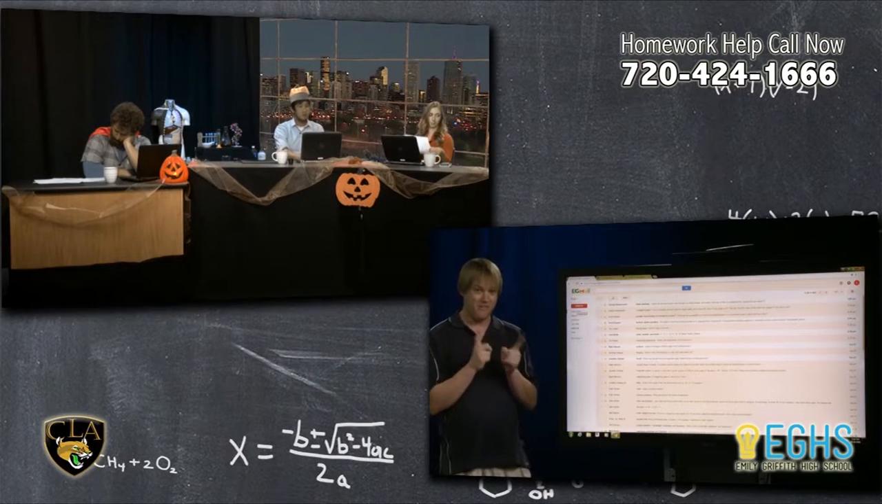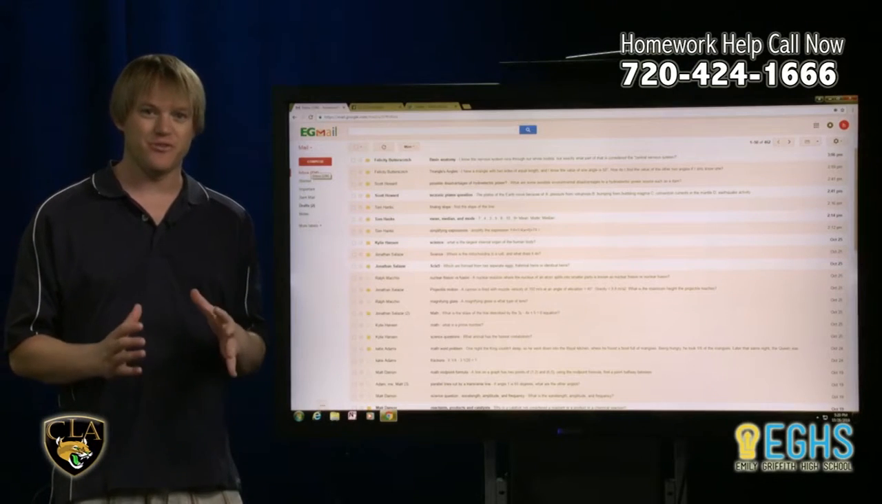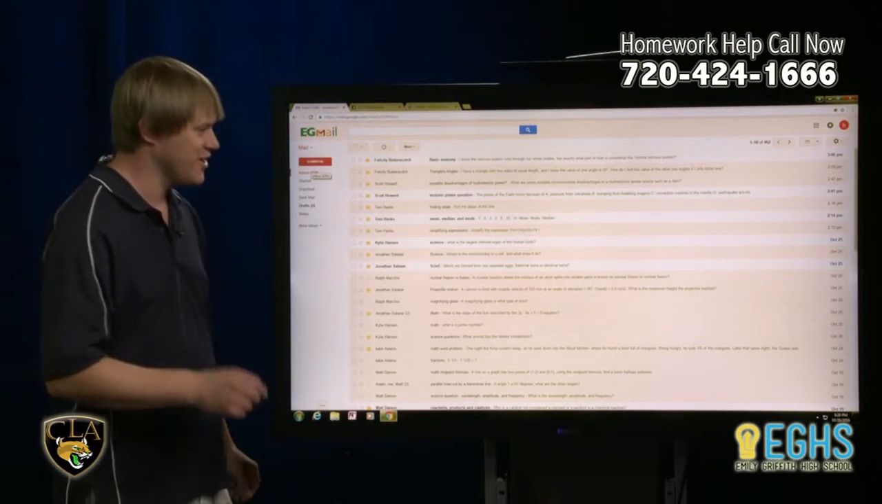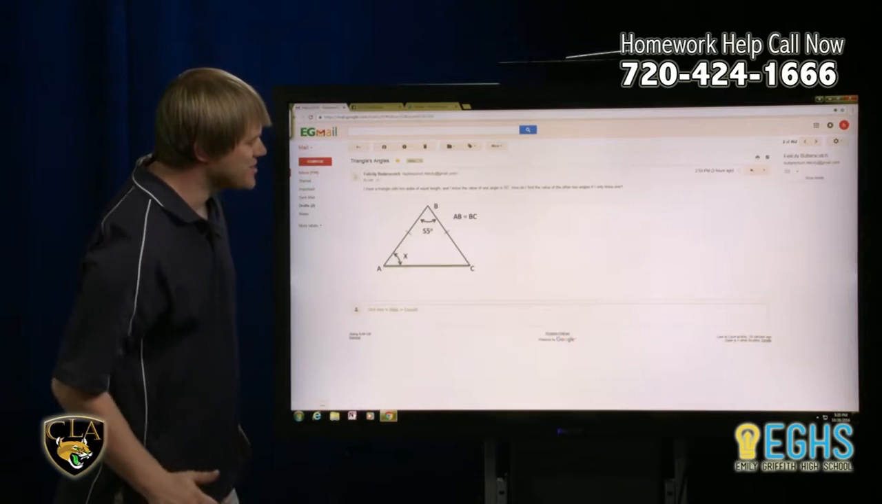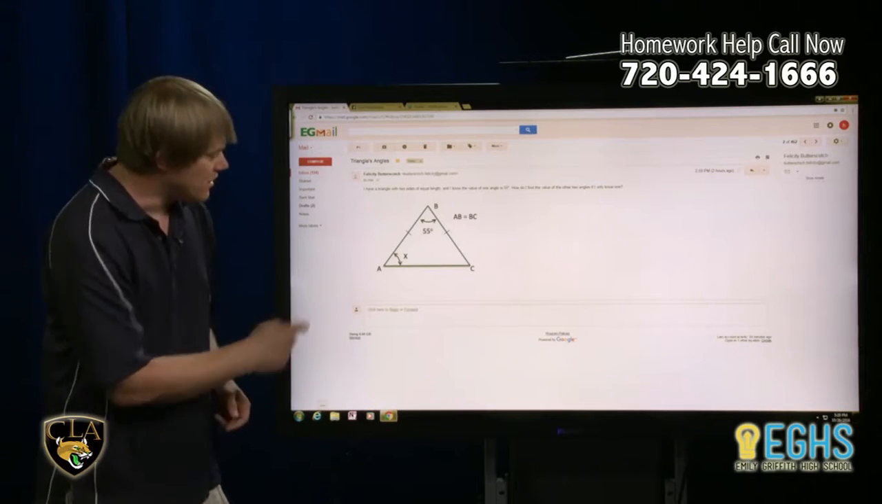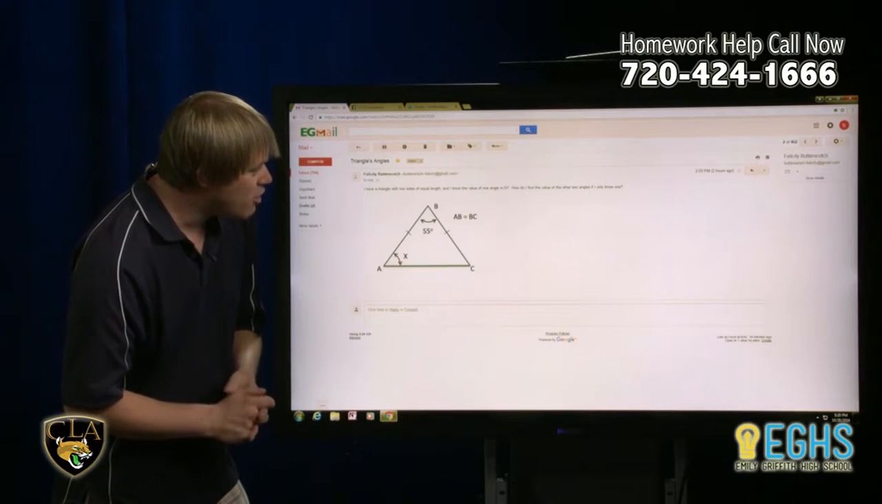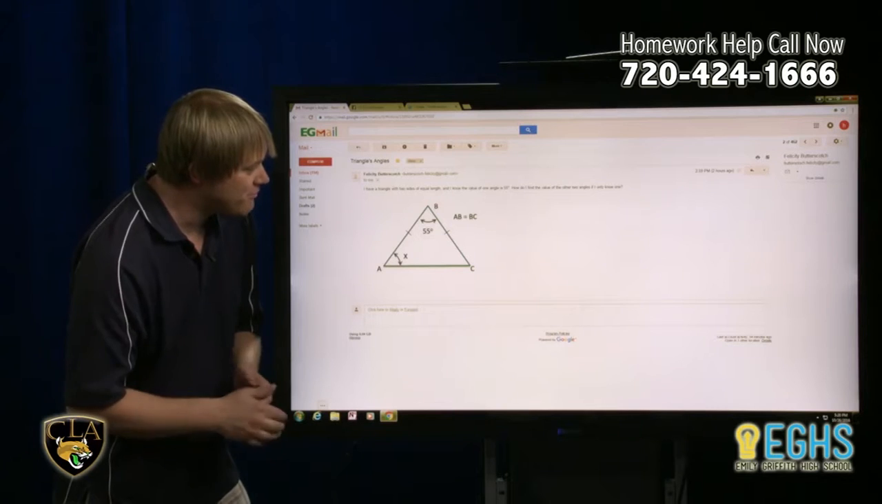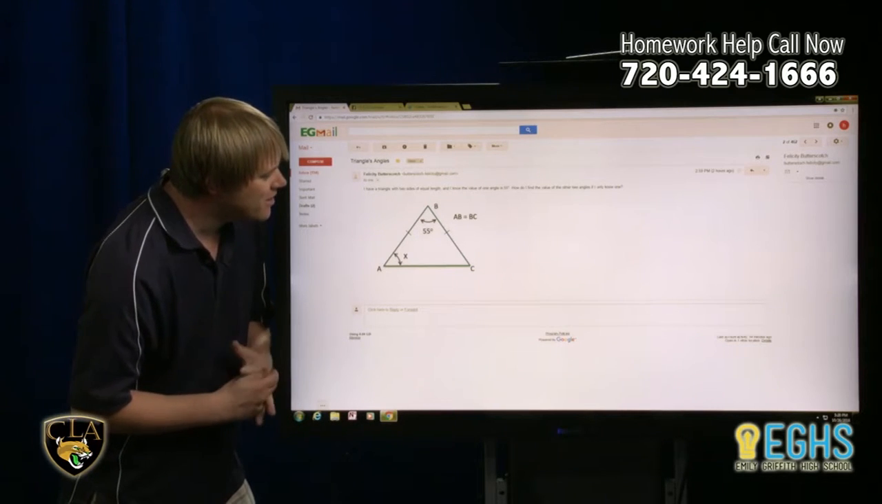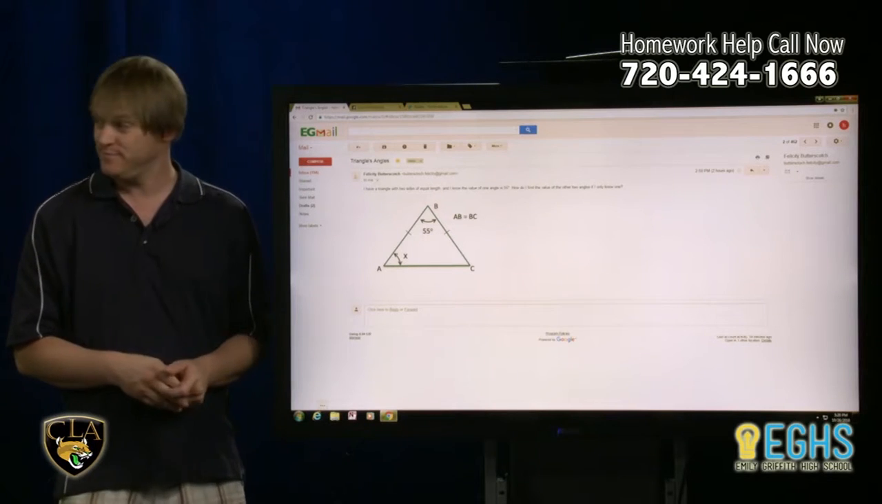Well, we have a very exciting question, and this comes at it from a different angle, if you will. This is a triangle angles question. I have a triangle with two sides of equal length, and I know the value of one angle is 55 degrees. How do I find the value of the other two angles if I only know one?